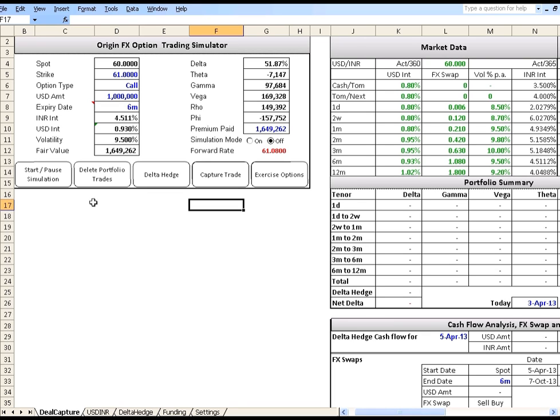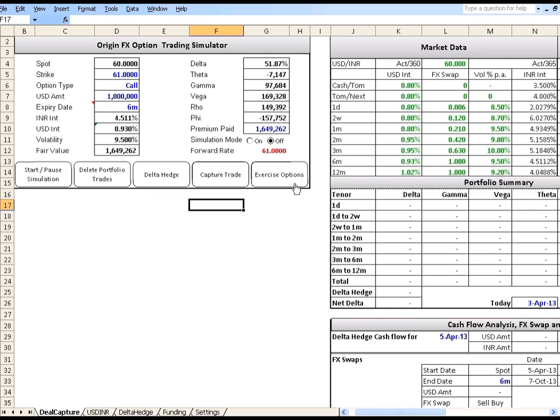Delete Portfolio Trades button clears all your option and delta hedges and funding trades. Delta Hedge button allows you to capture spot delta hedge for the whole portfolio. Capture Trade button allows you to capture the option trade and move it into the portfolio. Exercise Option button should be used when you want to exercise expiring option trades on any given date.